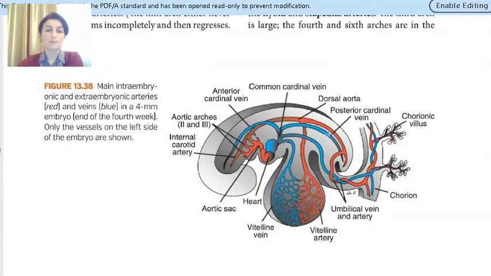Here we can see the dorsal aorta, and from it we will see branches: the vitelline arteries, and then the umbilical arteries. Then these vitelline arteries will change their position and further develop into the celiac artery and superior mesenteric arteries. And from the umbilical artery will develop the inferior mesenteric arteries.